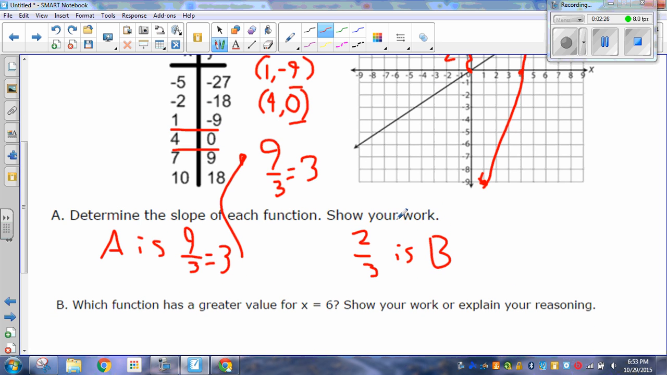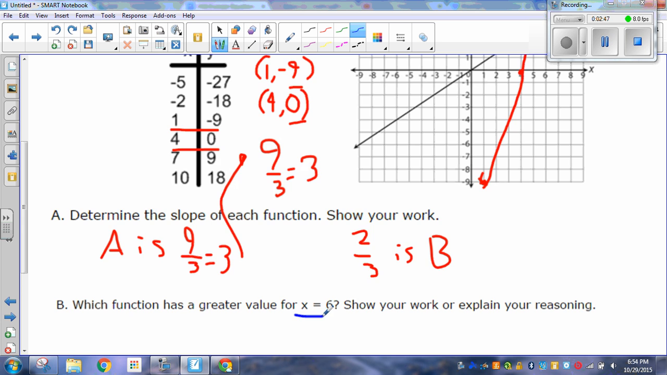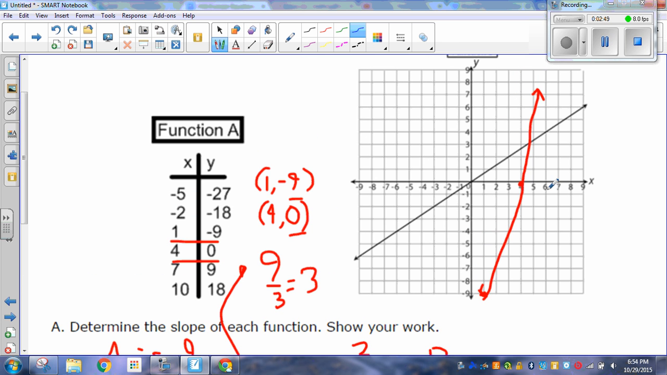All right, now part B says, which has a greater value for x equals 6? So the real world example I gave you is think about this in terms of days and money. Okay, obviously both people are getting more money as the days go on, but if you really look closely, we really just want to hone in on 6. 6 on which axis? The x-axis. So here's the x-axis. Go to 6. And if I look at this, I'm basically asking which line is higher. In other words, which y value, where on the y-axis is each line.